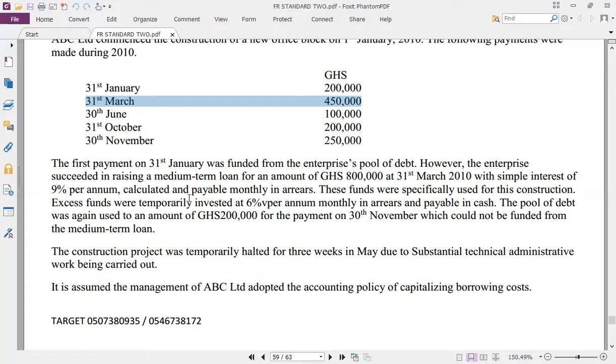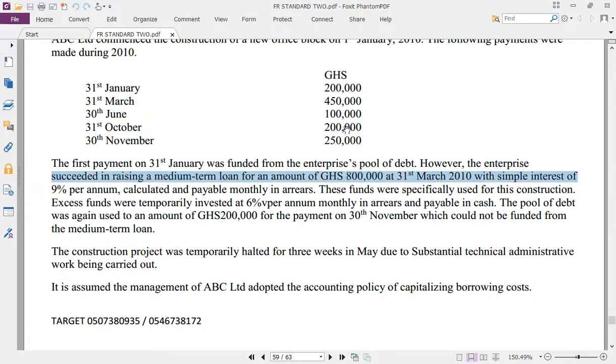Excess funds were temporarily invested at 6% per annum, monthly in arrears, payable in cash. Again, the pool of debt was used to an amount of 200,000 for the payment on 30th November, which could not be funded from the medium-term loan. So this is something here. Now, kindly be with me. They took this 800,000.